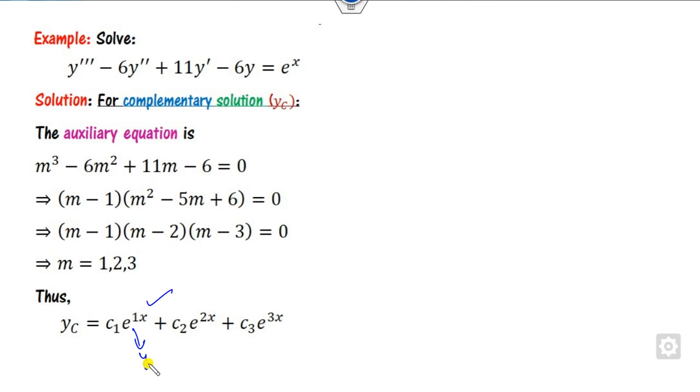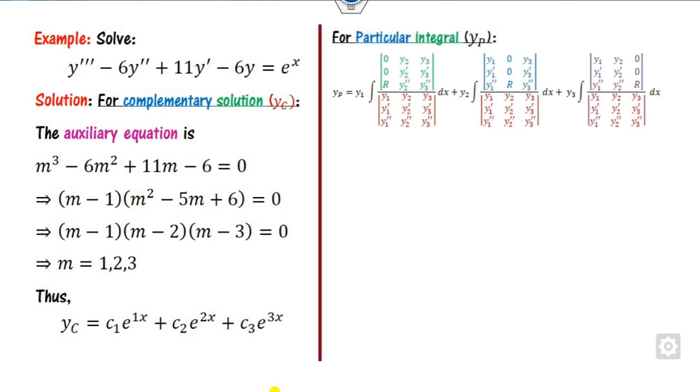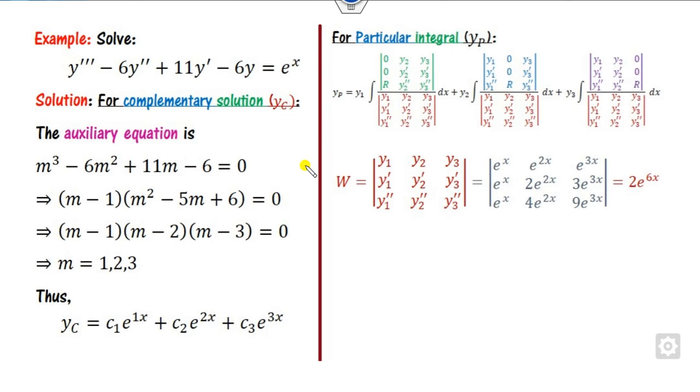Now this is considered as y1, this as y2, and this as y3. So how can you define yp? Now you can see the denominator is the Wronskian. The first column is replaced by 0, 0, R. The second column is replaced by 0, 0, R and so on. So I can take y as e raised to power x, 2x and 3x. I can find the derivatives, and you can solve this as a determinant.